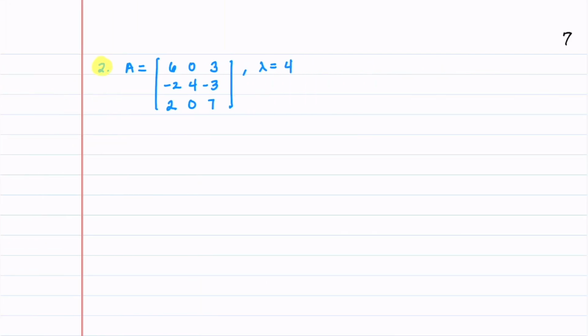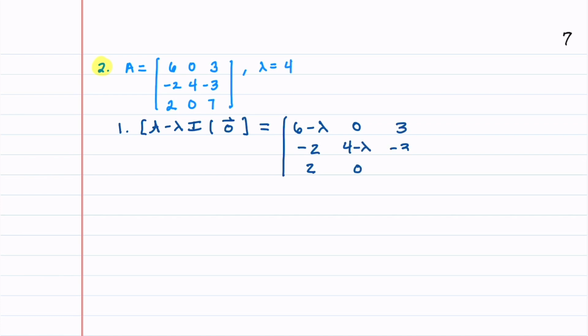Let's now look at our second example where we have a 3 by 3 matrix. We're going to follow the same steps that we just did in our first example. We're going to take A minus lambda I, and we're going to augment it with 0. This is going to give us 6 minus lambda, minus 2, 2, 0, 4 minus lambda, 0, and then 3, minus 3, and 7 minus lambda, and we'll augment that with 0.